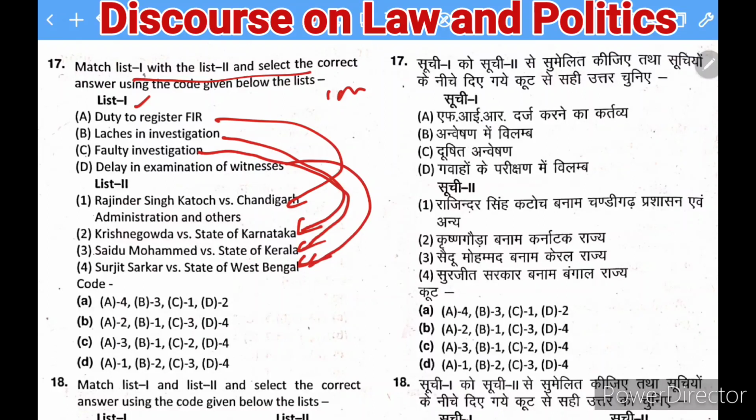I have some doubts whether this is rightly matched or not, but the rest of the things are properly matched here. So I think the answer is: for A it is 1, for B it is 2, for C it is 3, and for D it is 4. So that is 1, 2, 3, 4. This is the right option, and it is option D.